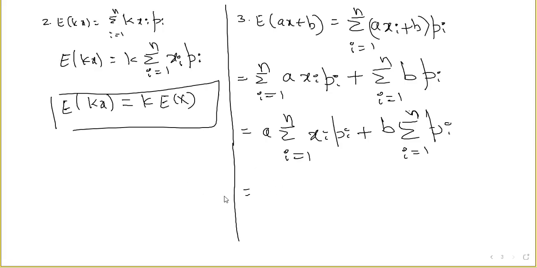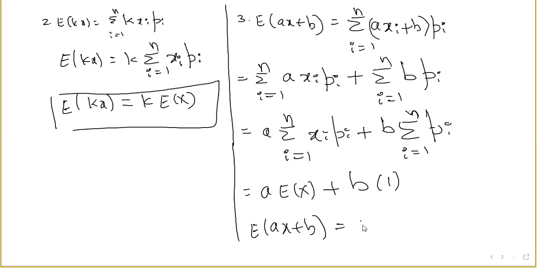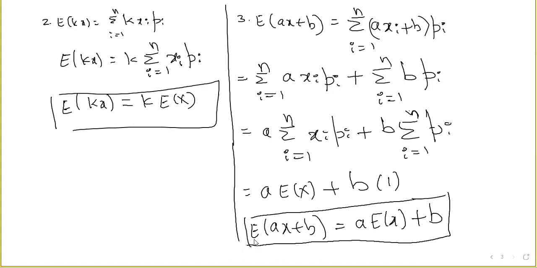So which is equal to a, this is nothing but definition of expected value of x, plus b, this is nothing but into 1. So hence expected value of ax plus b is equal to a into expected value of x plus b, right? So this is what the third proof. And we proved with respect to discrete variable, right? So when you consider general examples, sorry, not general, particular examples.